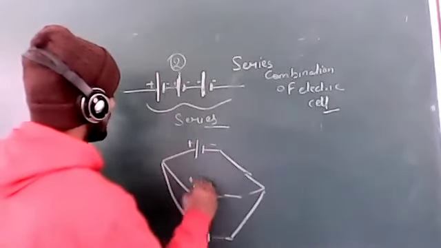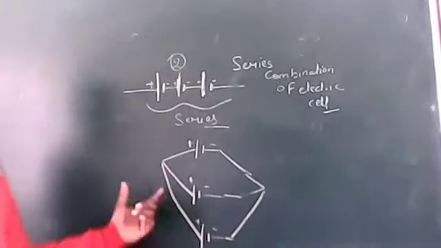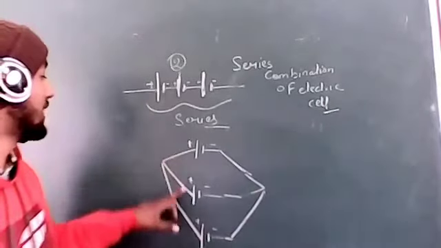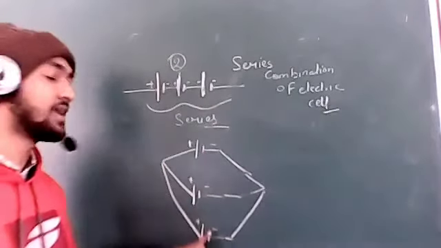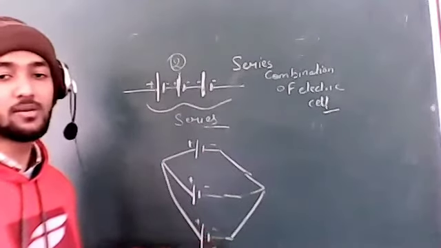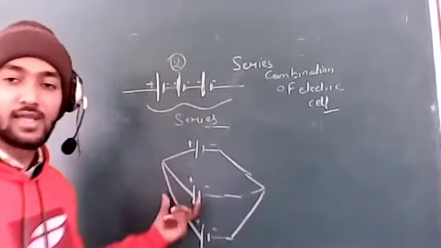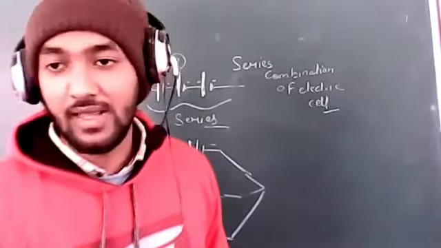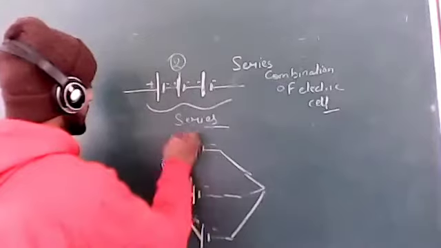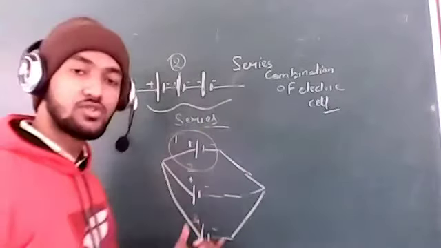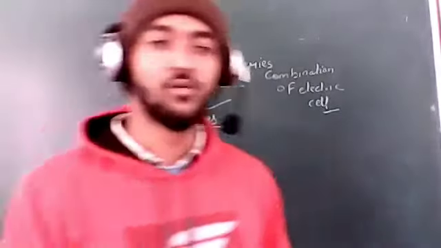Positive, negative, positive, negative, positive. So each positive terminal of a cell is connected to the other positive terminal. You can see positive connected to positive, connected to positive, negative connected to the second negative, and the second negative connected to the third negative. Okay, so this is the parallel combination of cells. Now if any of the cells is not working, it will not affect the circuit. Suppose there are three cells, 1 2 3, and suppose the first cell is not working, what happens? The other two cells will be working, and the circuit will be a closed circuit and current will flow.